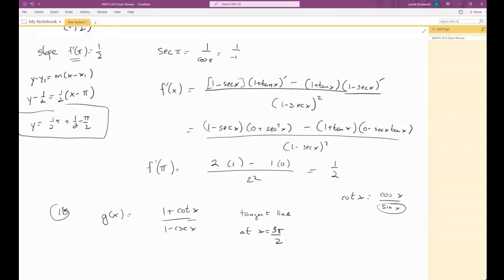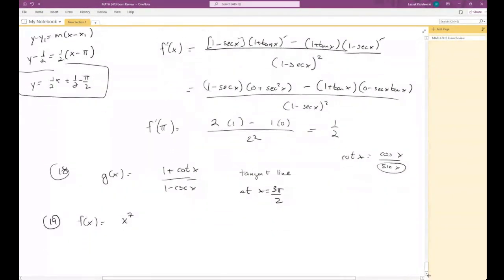So this one, how would you approach this simple problem? This would be the easy one on the test.